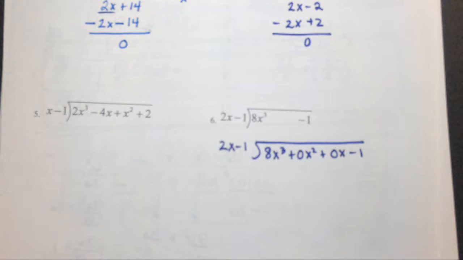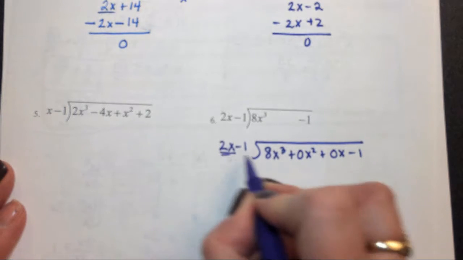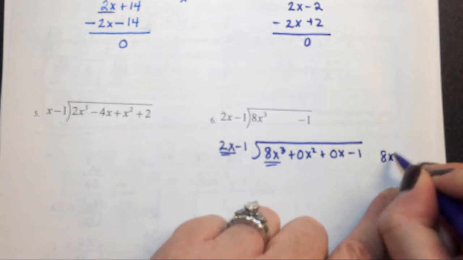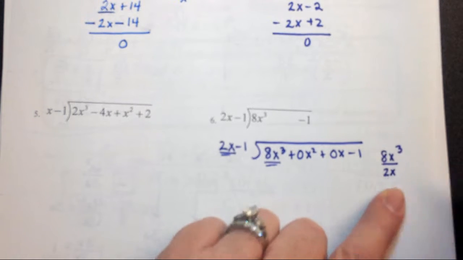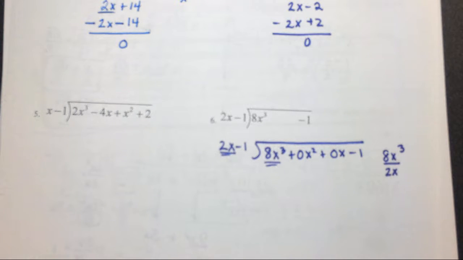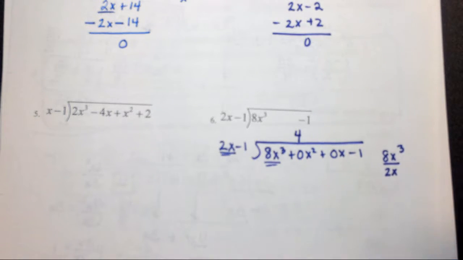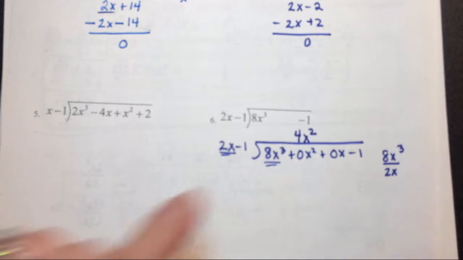All right, so now I'm going to start the division process. Again, you always work with the first term. Take 2x and divide it into 8x to the third. So 8x to the third divided by 2x. So what's the result when I take 8x to the third and divide it by 2x? Well, what's 8 divided by 2? 4. And then x to the third divided by x is an x what? Squared. So notice I'm going to let's put my 4x squared above the 0x squared.